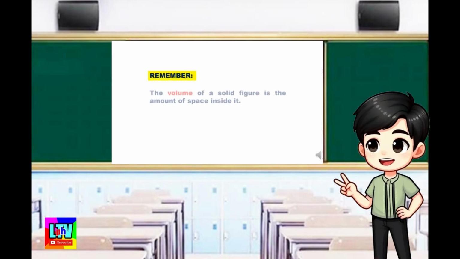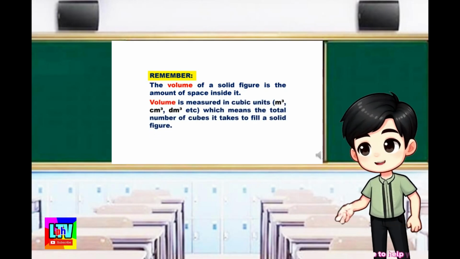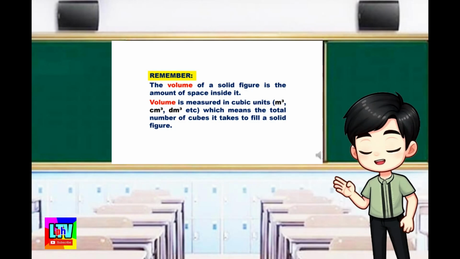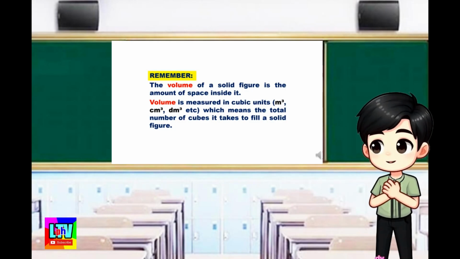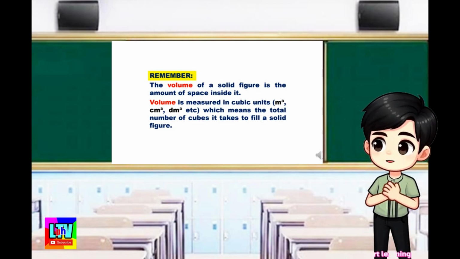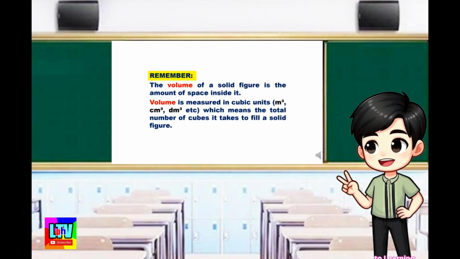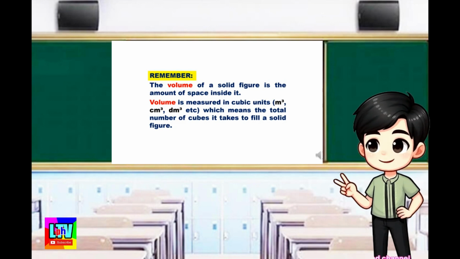Remember this. The volume of a solid figure is the amount of space inside it. Volume is measured in cubic units, like cubic meters, cubic centimeters, and cubic decimeters, etc. Which means the total number of cubes it takes to fill a solid figure.